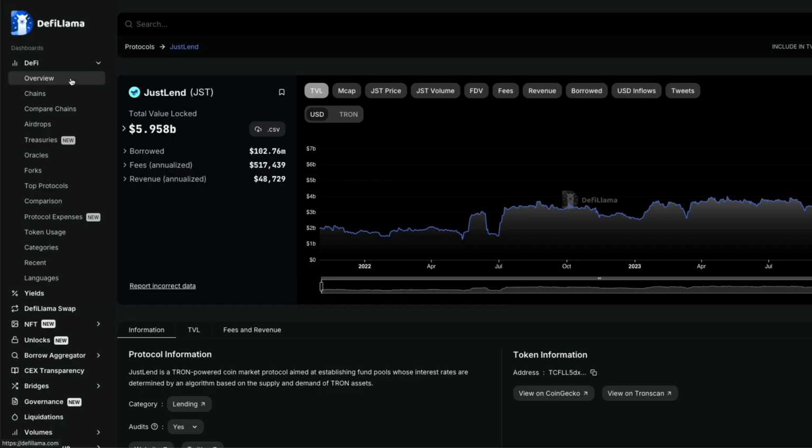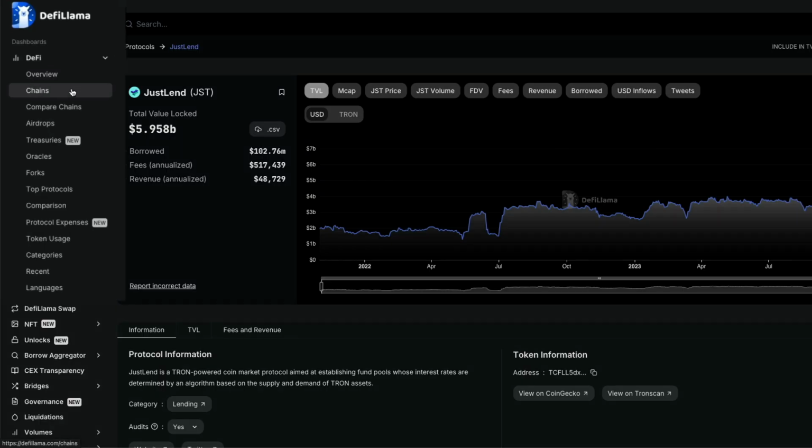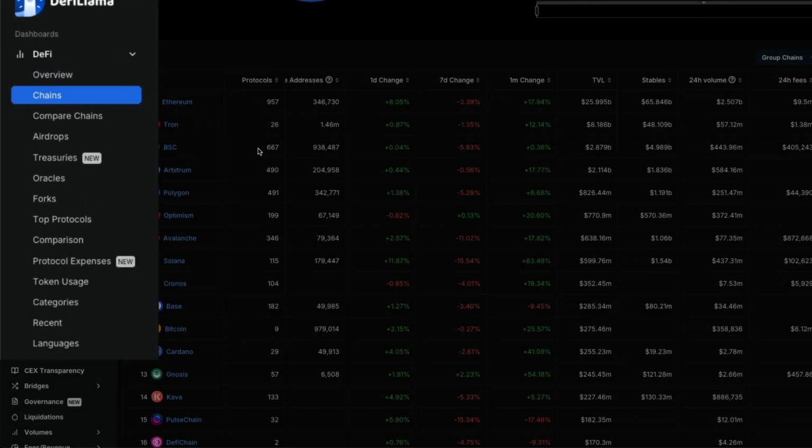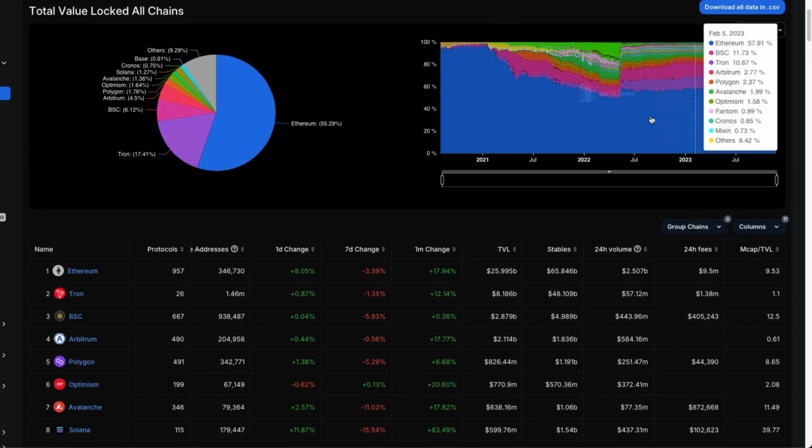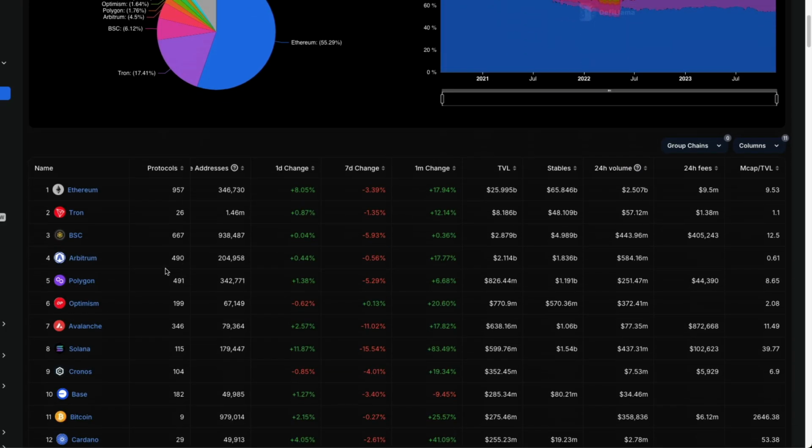And they also have really nice sections. In addition to the overview, we can also look at chains directly. And we can figure out how the total value locked is on every individual blockchain, with the sum of all of the protocols within each individual blockchain totaling up. So this gives a huge idea.